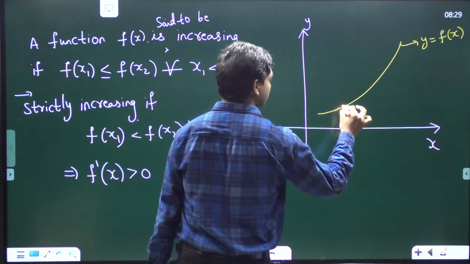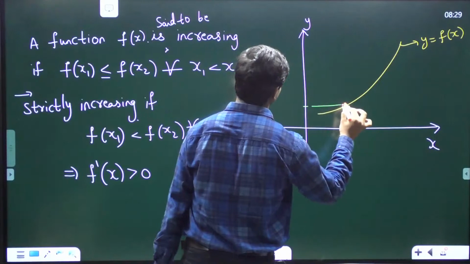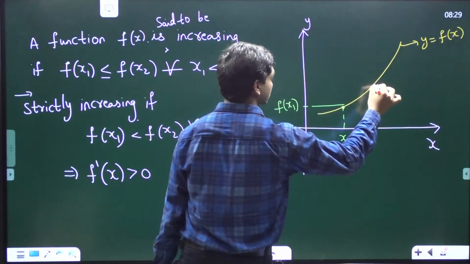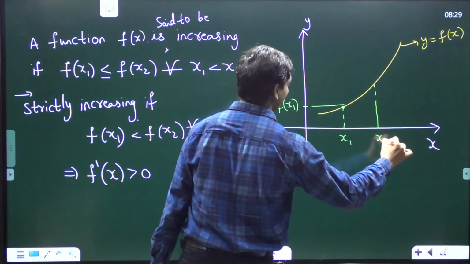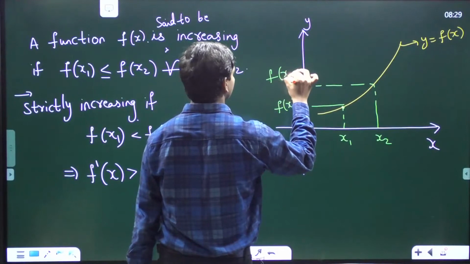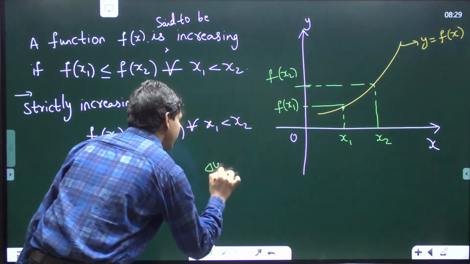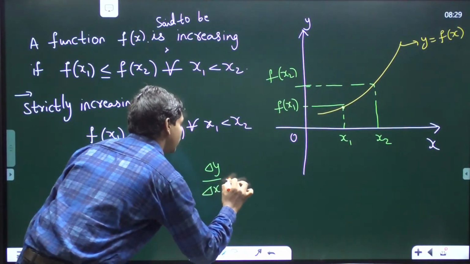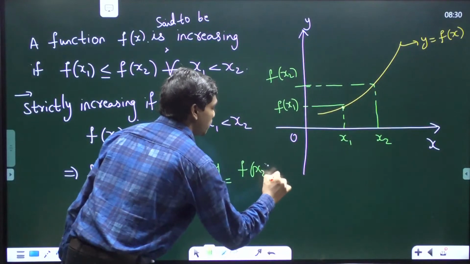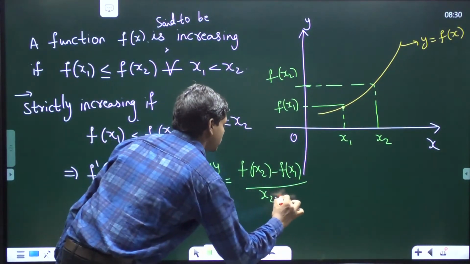Okay. So for example, if this is my x1, then this is my f of x1. Correct? Now if this is my x2, this is f of x2. Correct? Now see one thing, if I consider this product delta y by delta x, which is basically the differentiation when dx is very small, we have f of x2 minus f of x1 divided by x2 minus x1, correct?